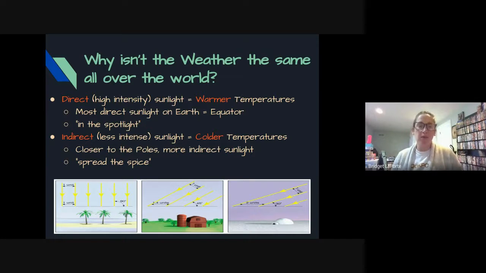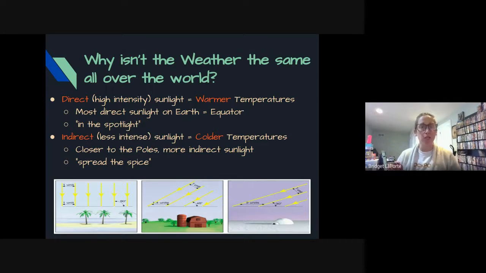The other type of sunlight we could have is indirect. And there's obviously many different levels, different angles of indirect sunlight. And that's going to result in less intensity, all right? And thus cooler temperatures, all right? So we're not going to have that hot, sweltering equatorial weather. And we are going to have a wide range of temperatures, getting cooler and cooler as we get closer and closer to the poles, right? The North and South Pole. On either end of our planet.